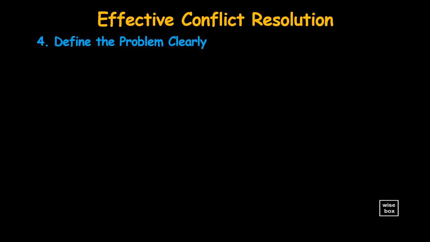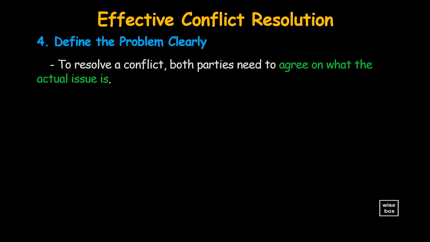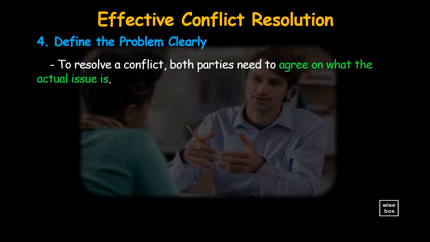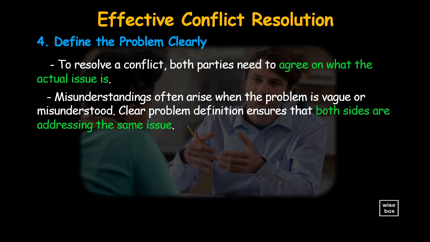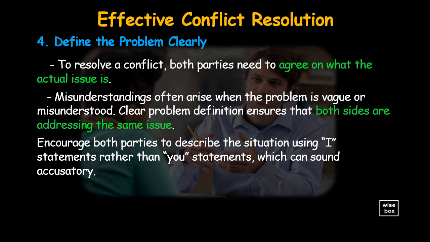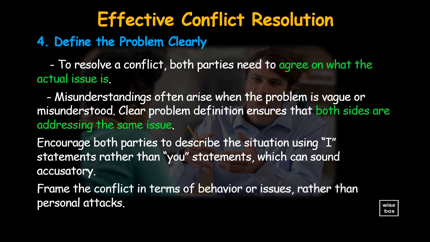4. Define the problem clearly. To resolve a conflict, both parties need to agree on what the actual issue is. Misunderstandings often arise when the problem is vague or misunderstood. Clear problem definition ensures that both sides are addressing the same issue. Encourage both parties to describe the situation using "I" statements rather than "you" statements, which can sound accusatory. Frame the conflict in terms of behavior or issues, rather than personal attacks.